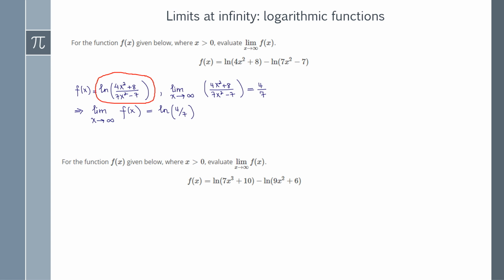And now we know how to compute the limit of that rational function. We have two polynomials of the same degree. So we have a quadratic polynomial on top and quadratic polynomial on the bottom. We know how to compute that limit. We take the ratio of their leading coefficients. So this is where 4 over 7 comes from. And now we compute the limit of the natural log of that expression. So the limit as x goes to infinity of f of x is just natural log of 4 over 7.